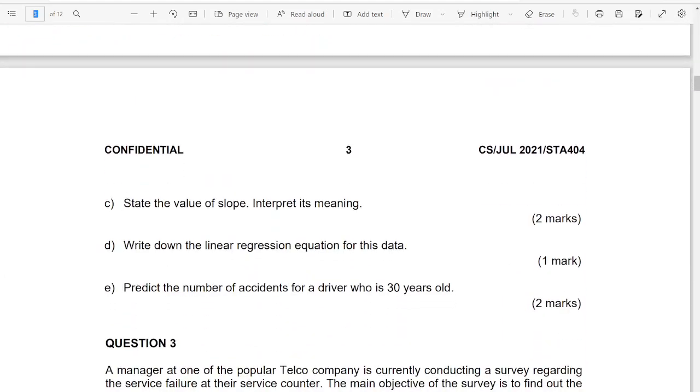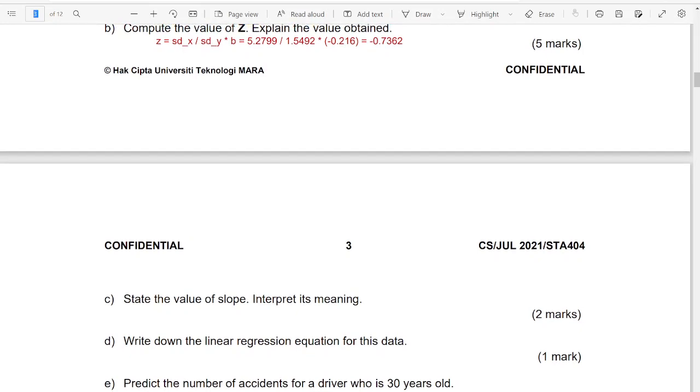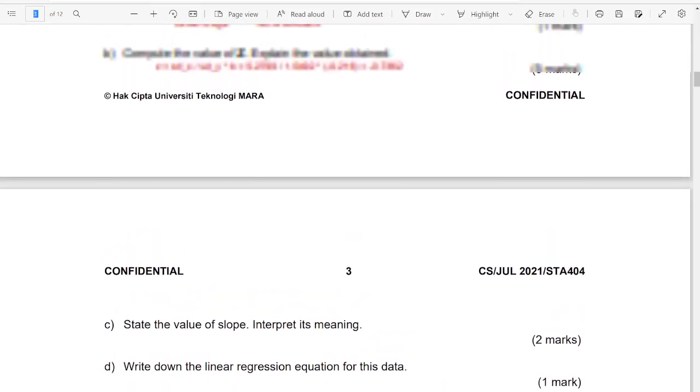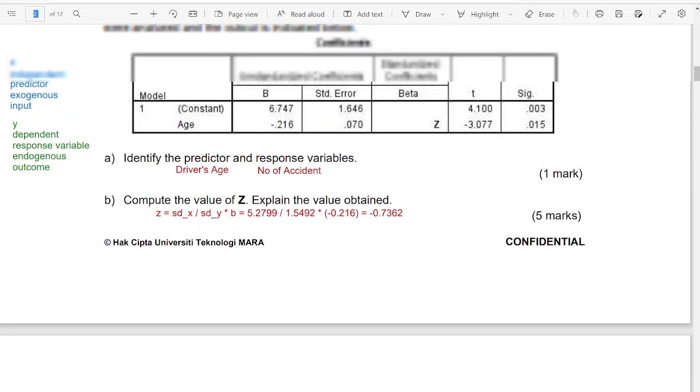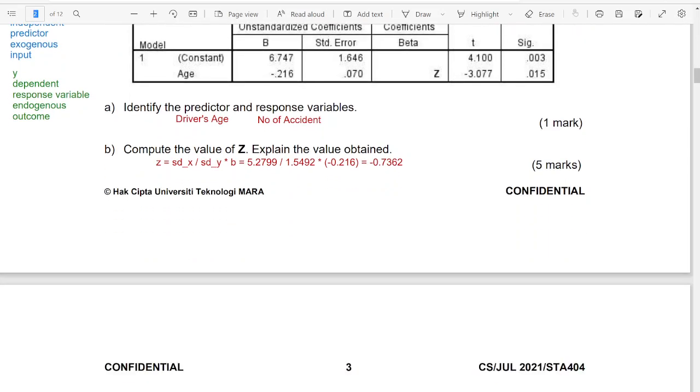Okay. And then the next one, they ask you to state the value of the slope and interpret the meaning. The value of the slope will be the coefficient under unstandardized coefficient. So remember, the unstandardized coefficient gives you the value of the slope. The standardized coefficient gives you the impact, the effect of x on y. That is the difference between the unstandardized beta and the standardized coefficient.